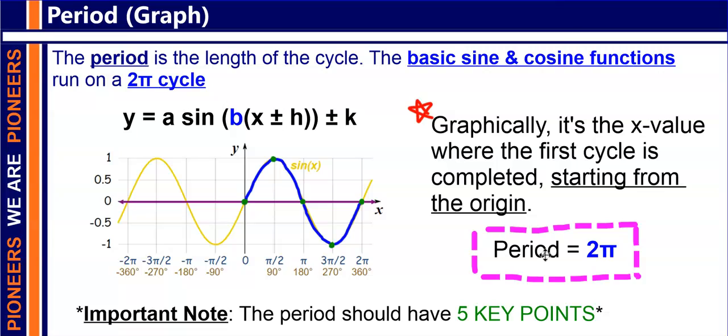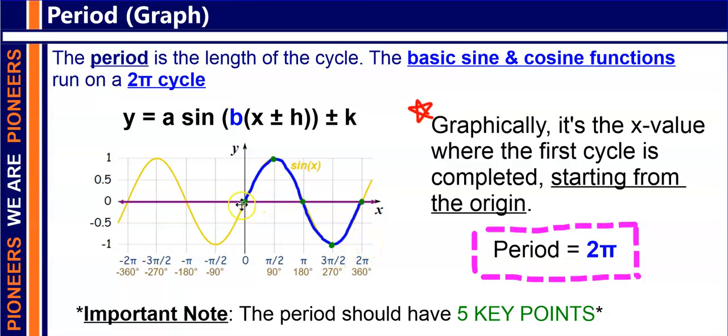So now let's talk about the period. Now the period itself is the length of the cycle. So tying it back with the unit circle, 1 complete revolution is 360 degrees or 2 pi, and that 2 pi cycle shows up on the graph in this form like this. So the part that I have shaded in blue is 1 cycle out of this entire sine wave or graph.